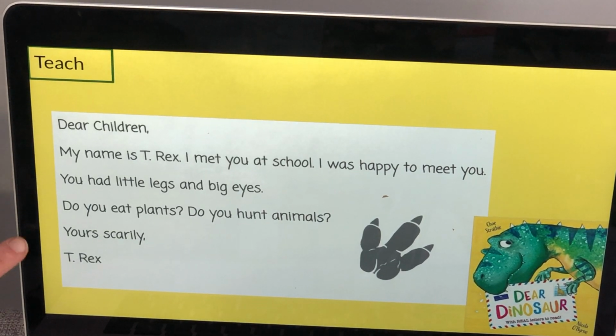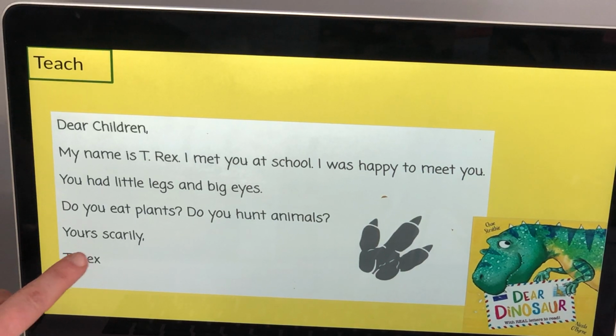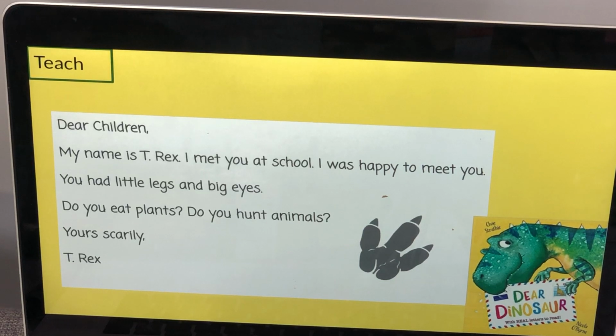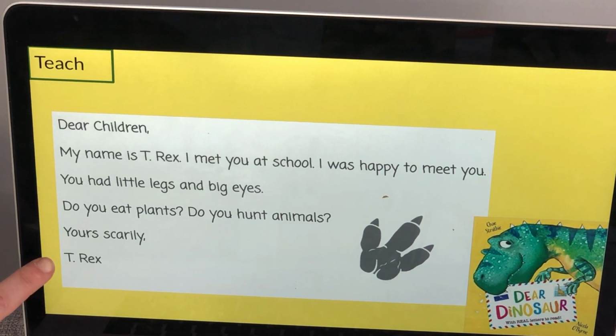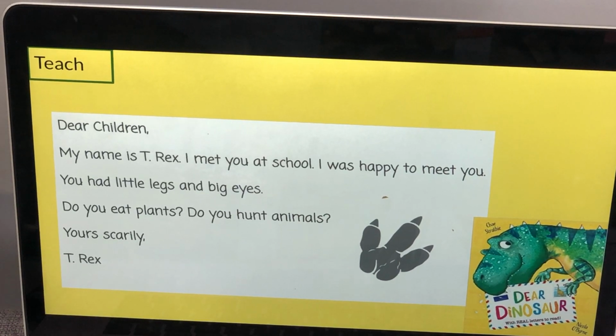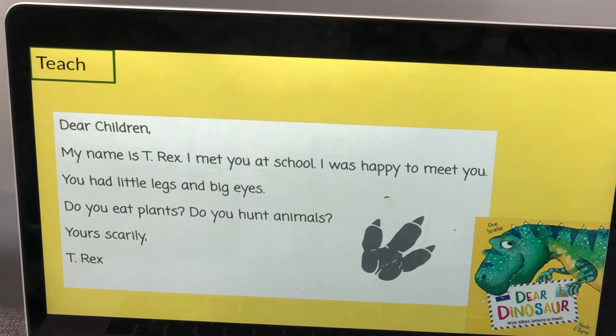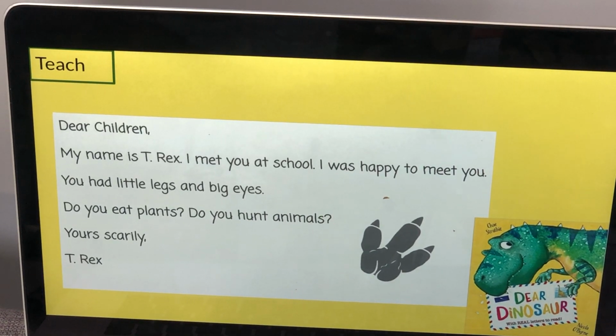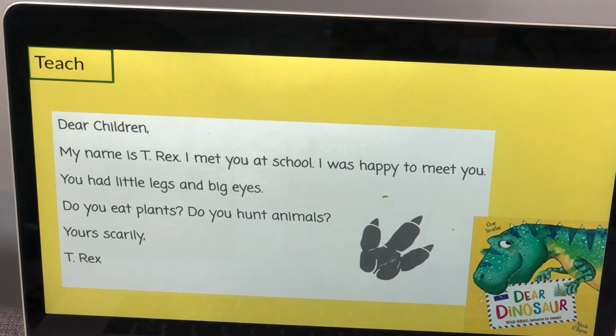For the end of our letter, we always sign off. Dinosaur wrote, "Yours scarily." I wonder what you would like to write. And at the bottom, we put our name. That tells the dinosaur who it is that is writing to him. See if you've got any letters at home. Can you spot the different parts? Maybe you could practice writing a letter ready for next week when we write them all together.